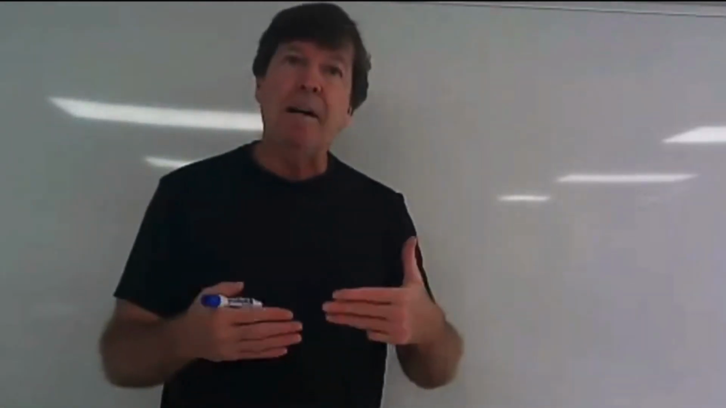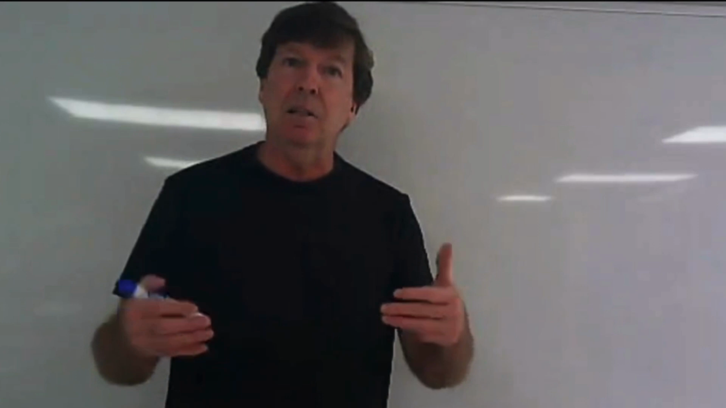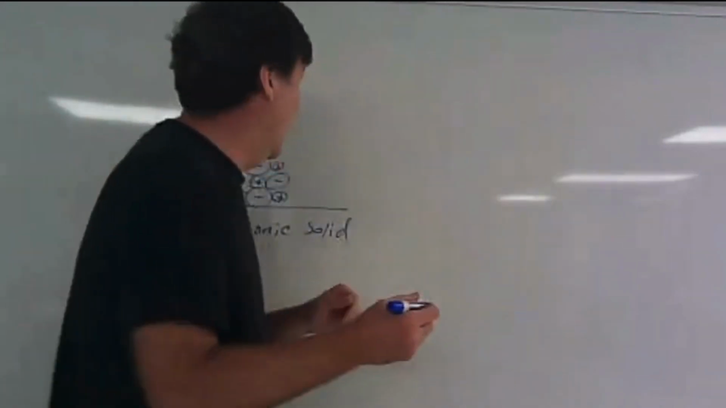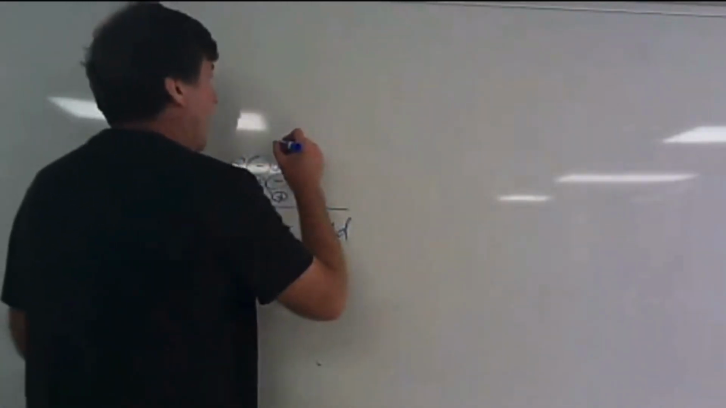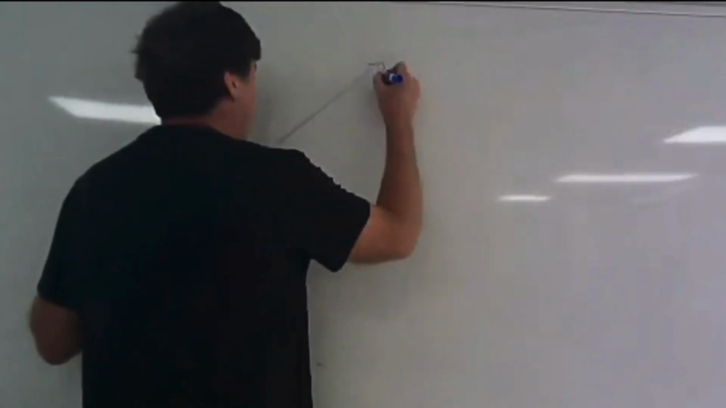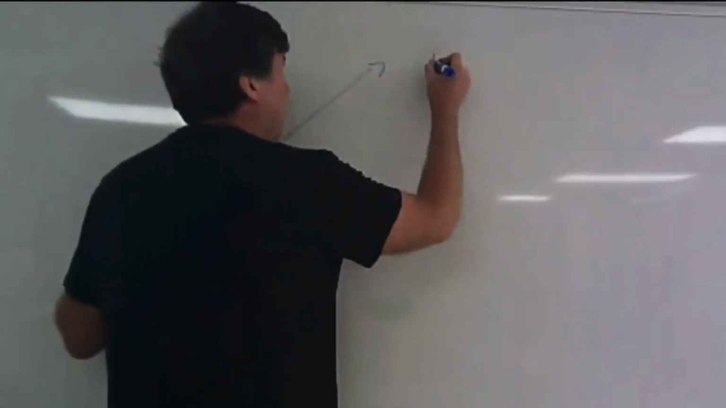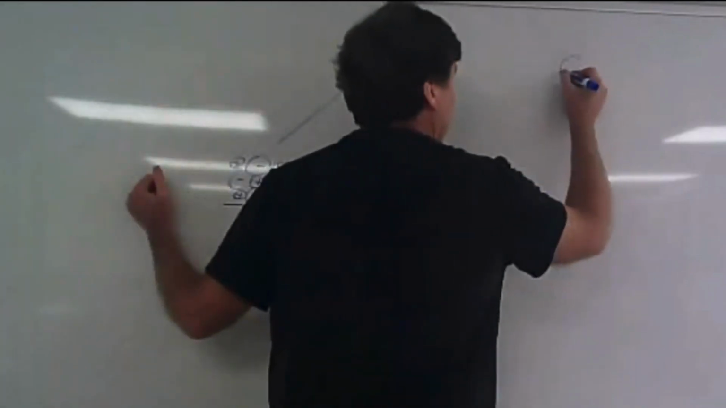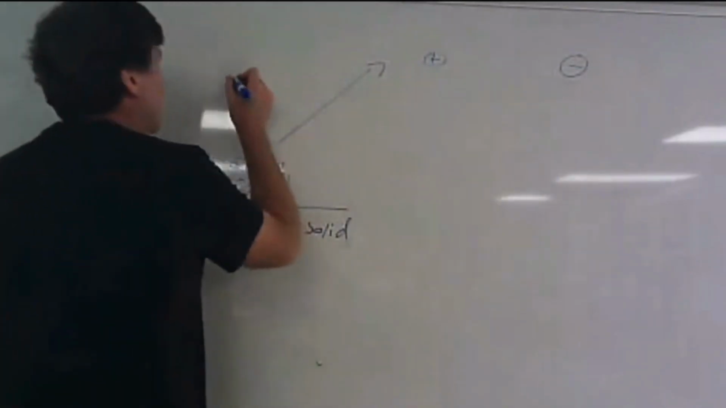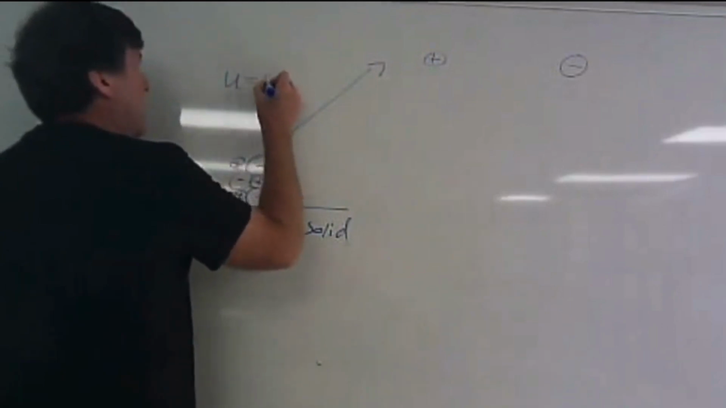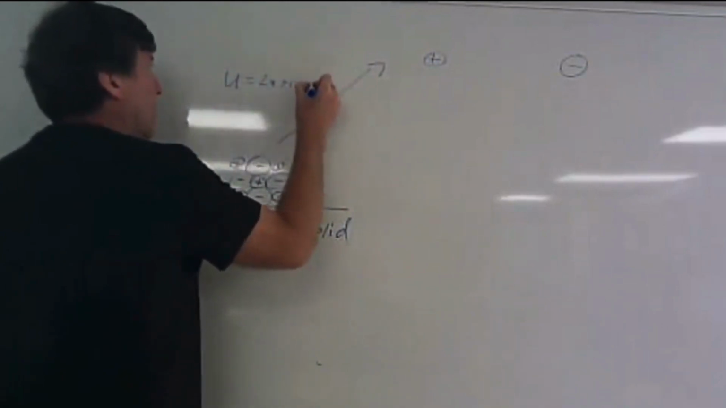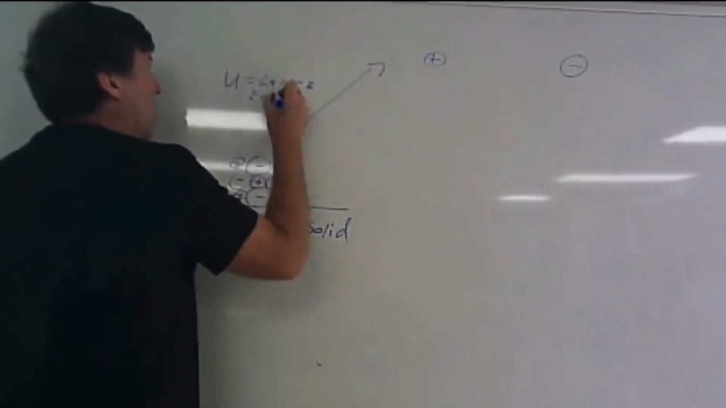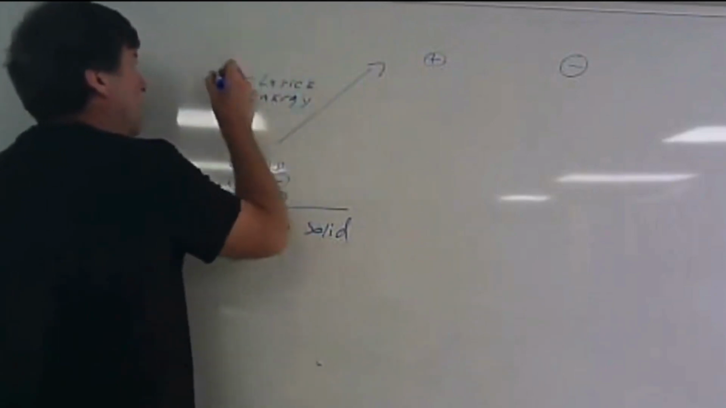That's the energy required to separate that ionic solid into quote-unquote gaseous ions. So we're going to add energy. So notice it's uphill, and we're going to separate these ions from each other. That is U. So there's the lattice energy. Notice that is positive.